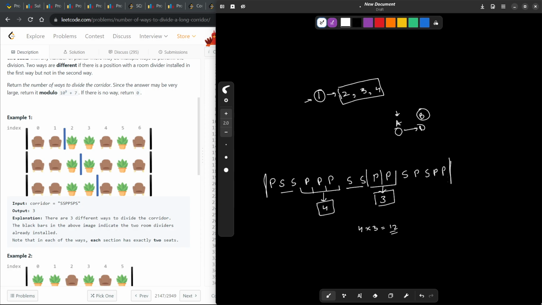So the most important observation here is, as soon as I find my second seat, a pair of seats, after that I can try putting the corridors, and I can put them until I encounter a new seat, right?